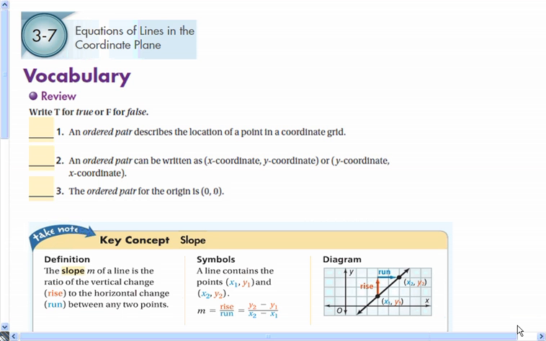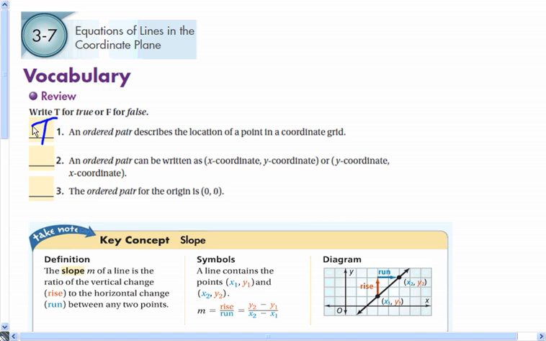Hey class, welcome to lesson 3.7, equations of lines in a coordinate plane. This is pretty much a review, but an important review, so you may use this video quite a bit. Here's the first page. Oh, and this one might take a little bit more than one video, so watch for part 2.